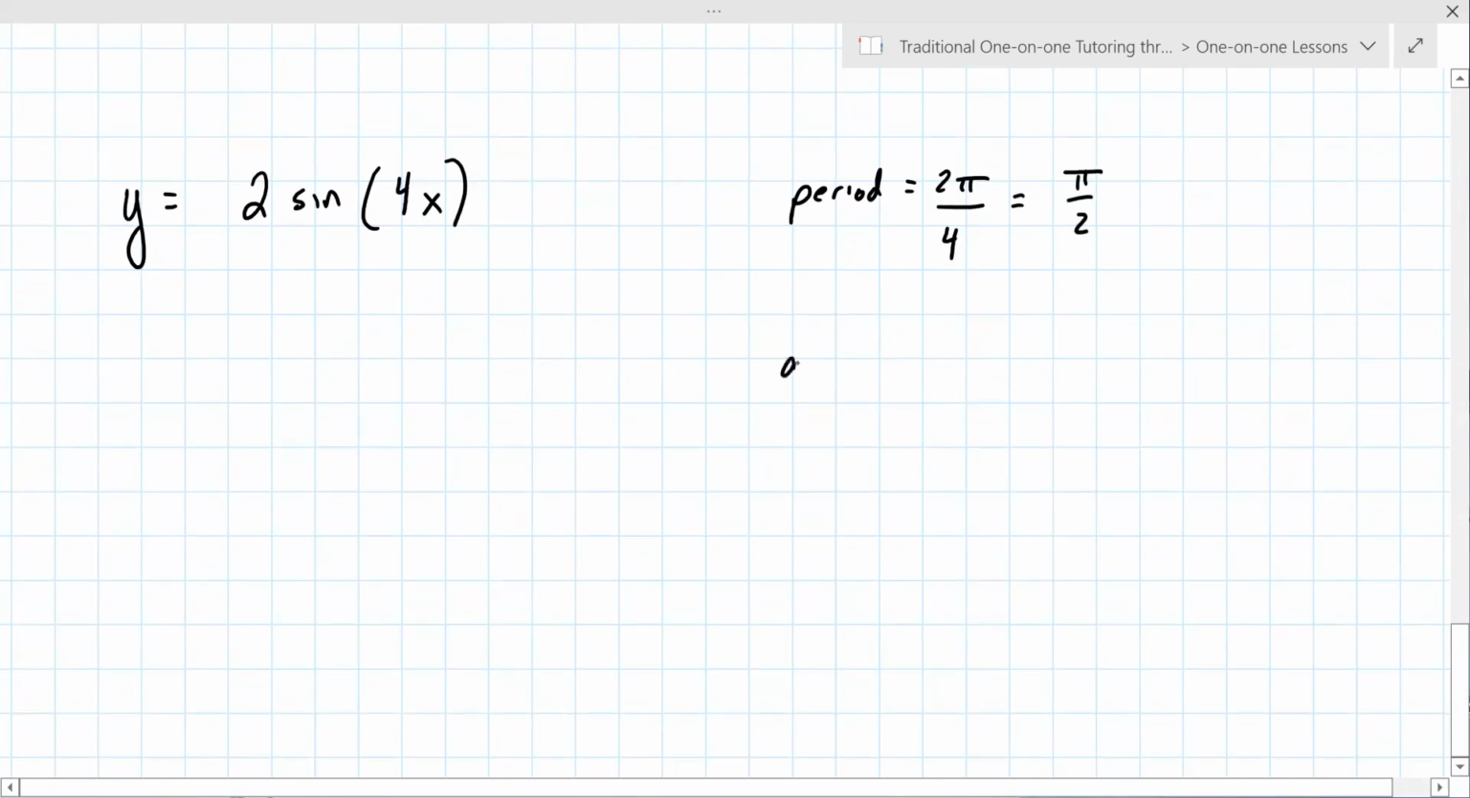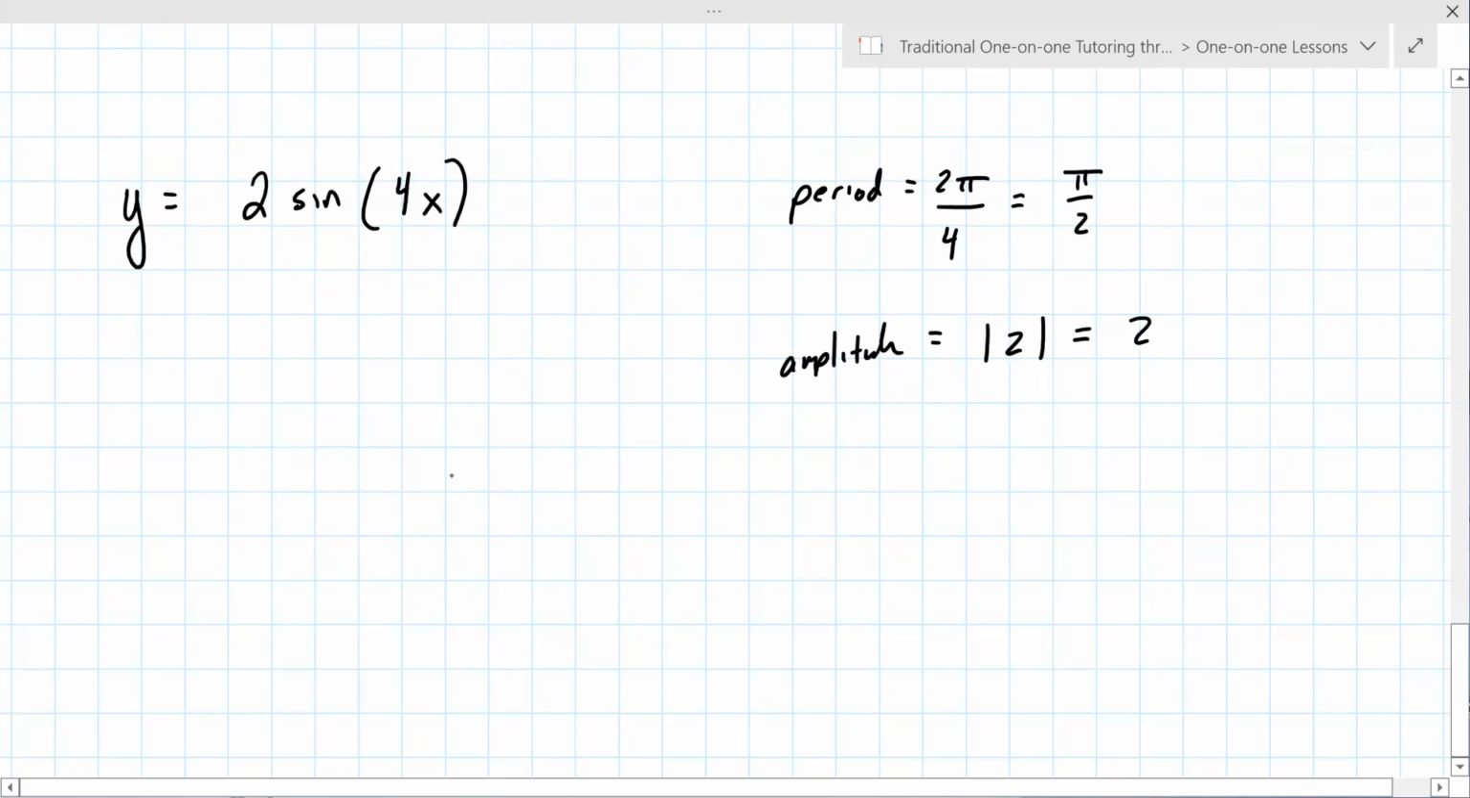The amplitude, and this will only matter in more complicated problems, is the absolute value of that leading coefficient, which is 2. It's 2 because it's the absolute value of 2. It's not 2 because it's the number in front. Small difference, but it will matter later on.